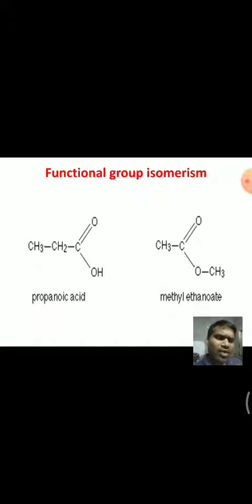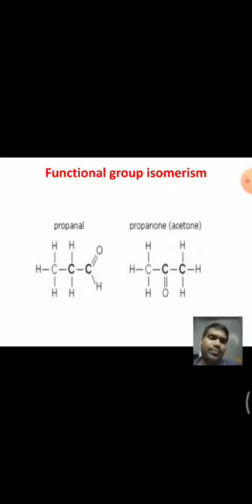That means the molecular formula of the two compounds is the same, C3H6O2. The molecular formula is the same, but they are different compounds. The difference is in the type of functional group. The first one has a carboxylic acid group and the second one has an ester group. That means these isomers are said to be functional group isomers.